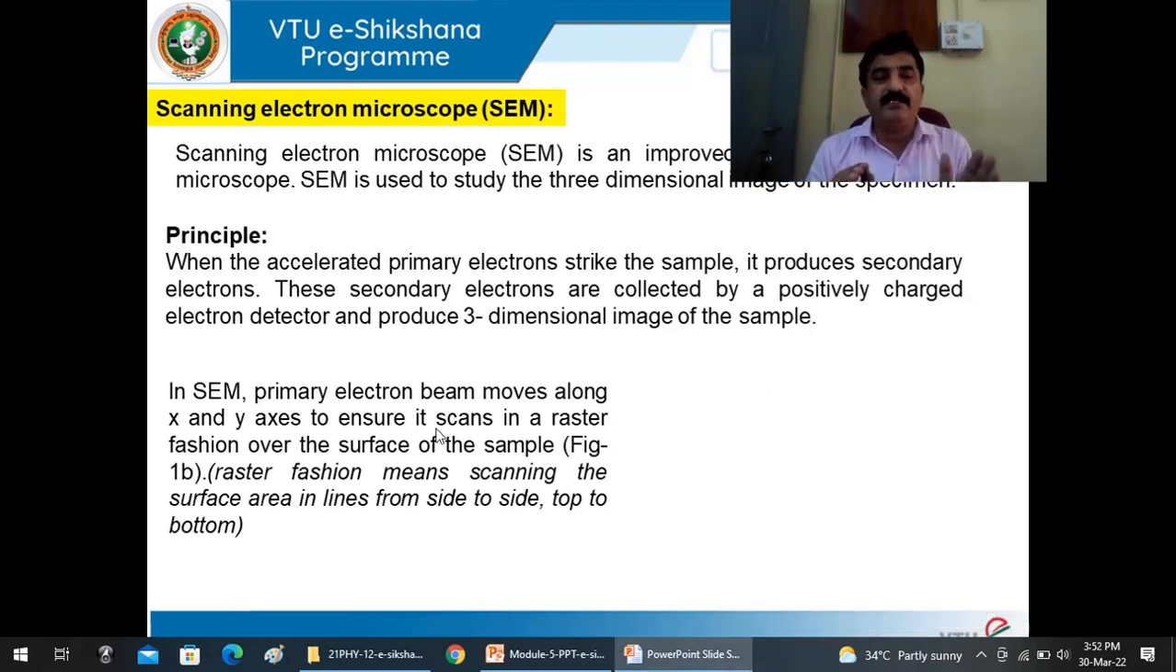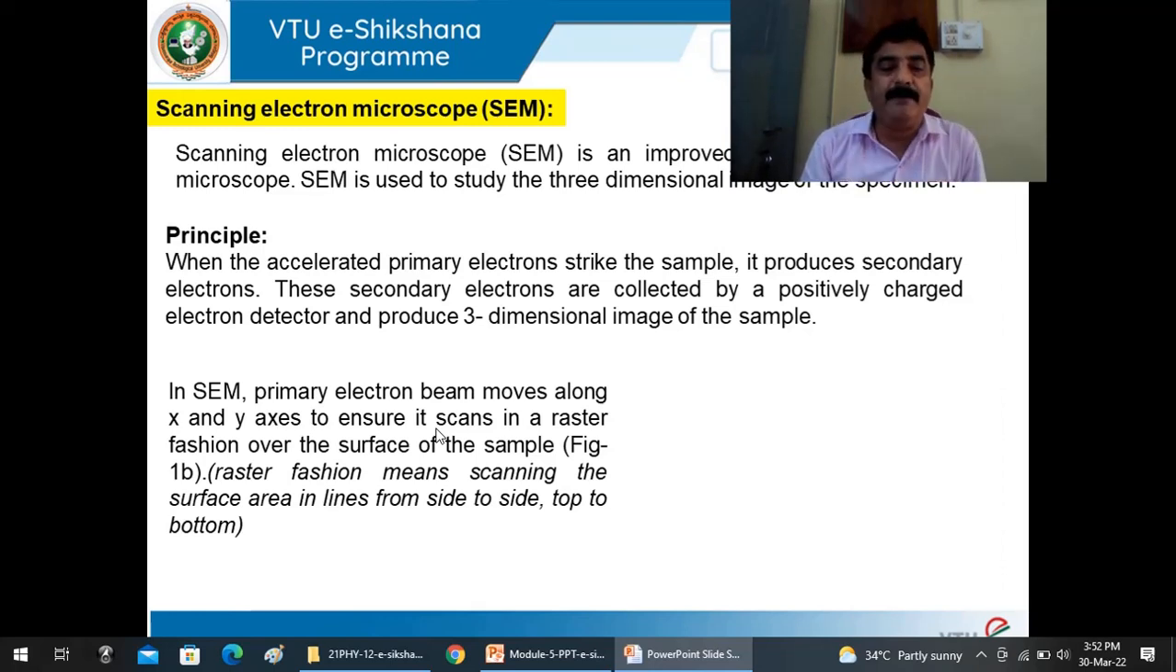In SEM, the primary electron beam moves along the x and y axis. See, this is a surface. It moves along x axis, y axis, x axis, y axis, like this. So this way, this way, I move. Go like this, and again come like this. This is what is called raster fashion, scanning.